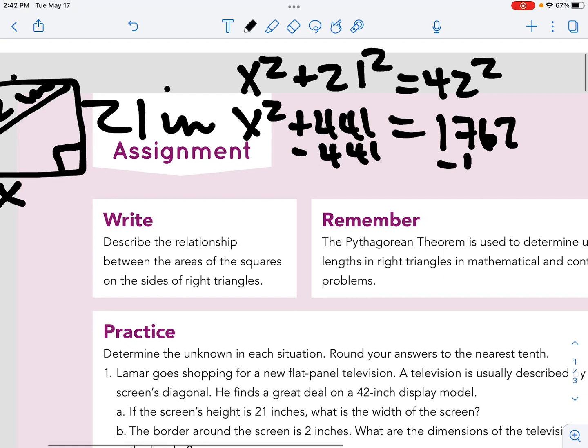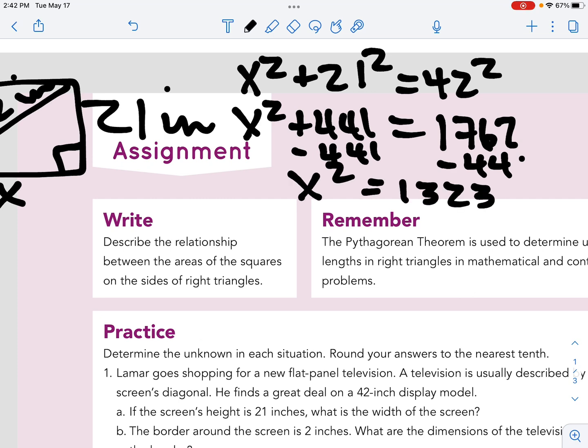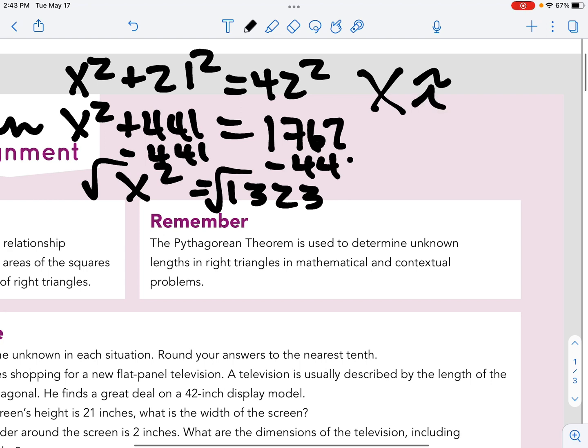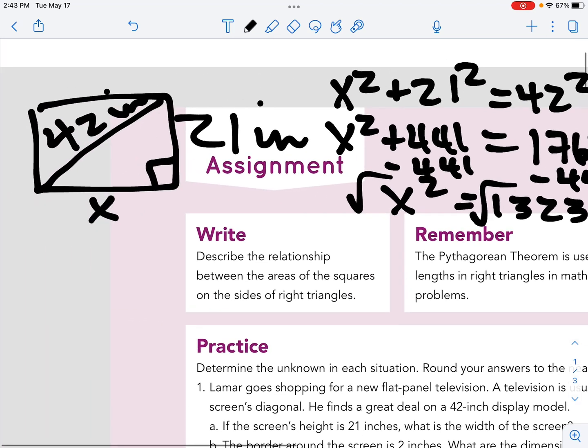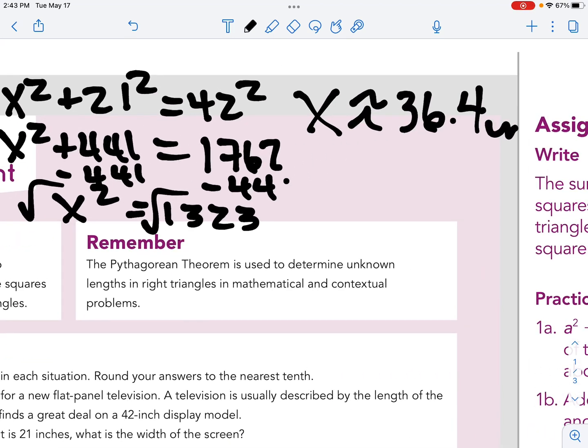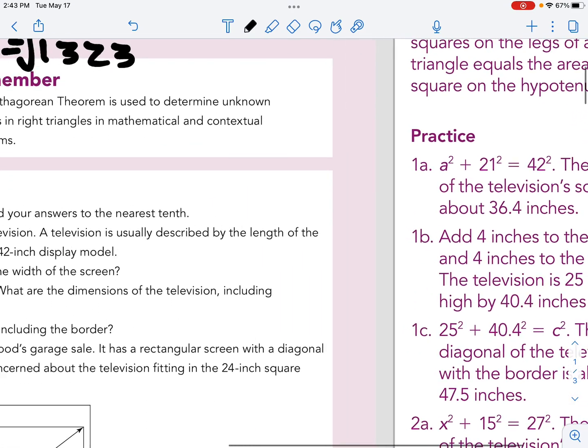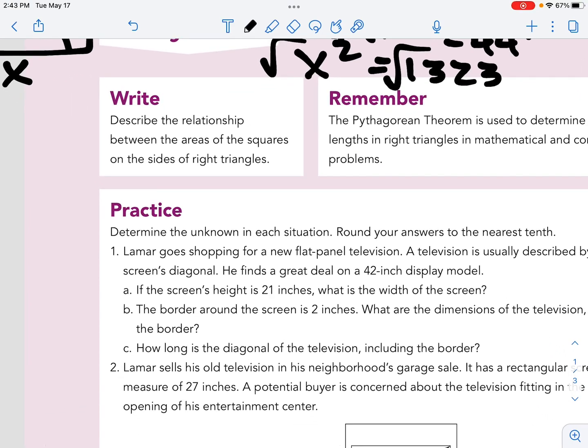I'm going to move this over. And I get x squared equals 1323. And then I take the square root of both sides of the equal sign. And x, I'm going to write it over here. X is going to be approximately 36.4, and was that inches? Inches. Is that what we got? 36.4. Awesome.